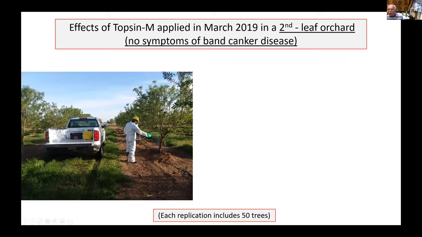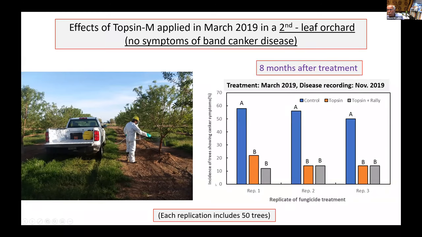We wanted to see then, since we have latent infections and these trees were planted in the orchard, if we can really protect them so that the infections do not develop into disease symptoms. In this second leaf orchard, with no symptoms at all of band canker, we applied fungicides in March of 2019, and we recorded disease 8 months later. We found that about 50 to 60% of the untreated trees developed symptoms of canker, sap flow and cankers. In comparison, the trees treated with one fungicide or with a combination had very low levels of symptoms of band canker.